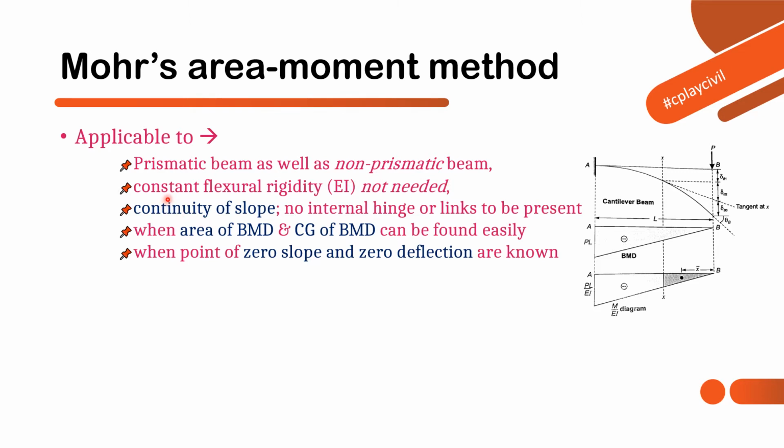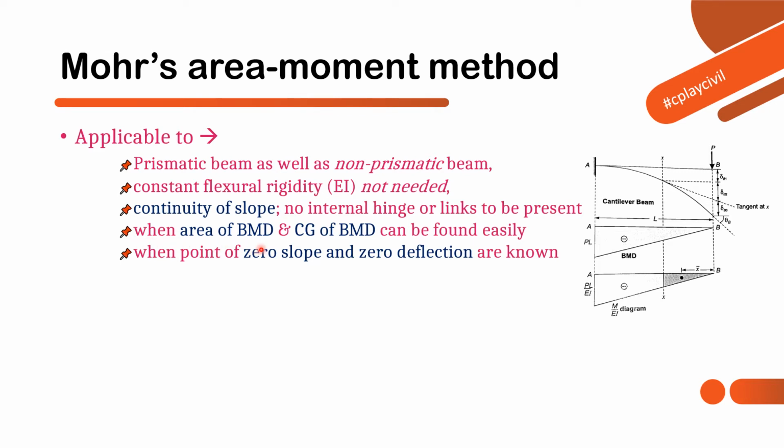Similarly, we can have variable flexural rigidity at some sections, so constant flexural rigidity is not needed, and we have to ensure that there is continuity of slope. That is, there should not be any internal hinge or internal links present. When there is an internal hinge or internal link, there will be some discontinuity of slope, and then Mohr's area moment method will not be applicable. So we have to ensure that continuity of slope exists.